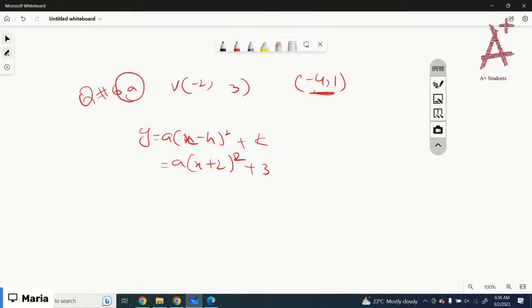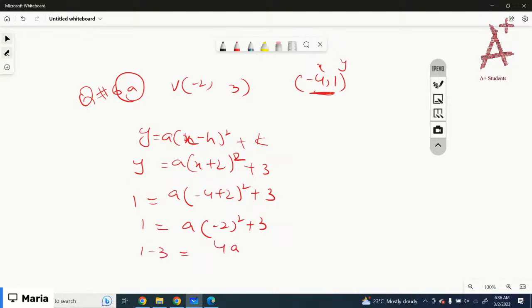Okay, just use this point and calculate the value of a. x is negative 4 and y is 1. So it is 1 equals a times (negative 4 plus 2) squared plus 3. It is 1 equals a times (negative 2) squared plus 3. Move the 3 to the other side, and 2 squared is 4, so negative 2 equals 4a. So a equals negative 2 over 4, that would be negative 1 over 2. So a is negative 1 over 2.